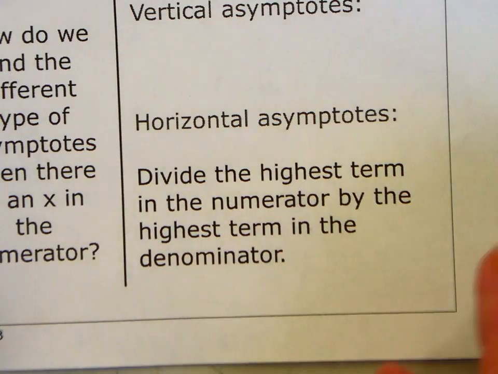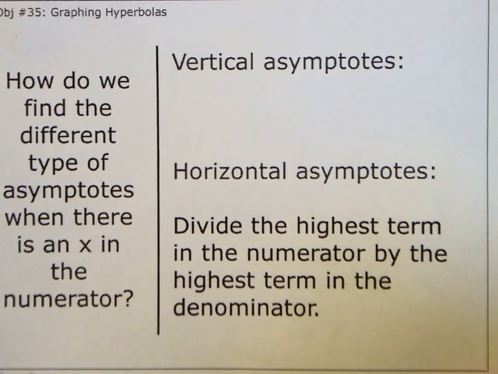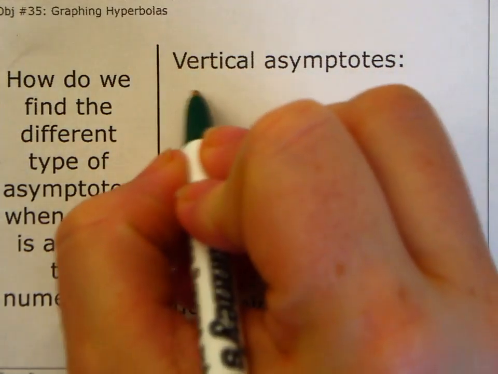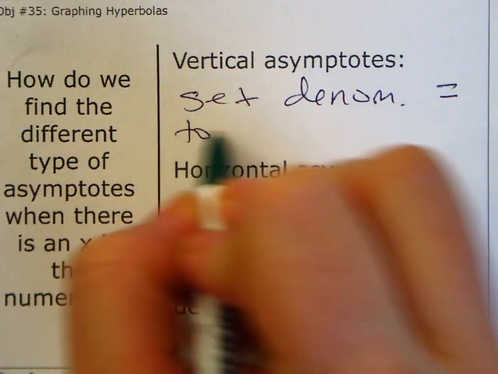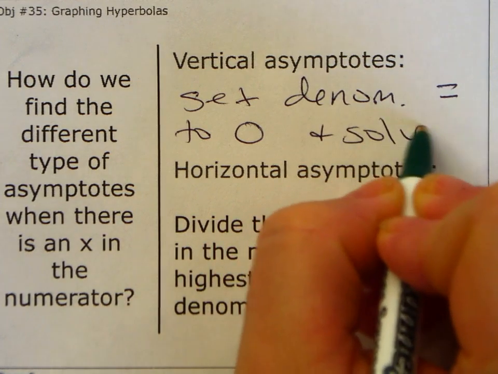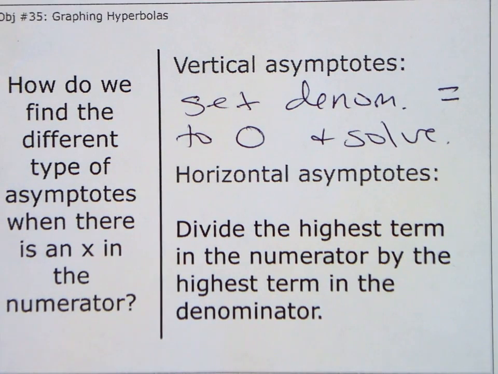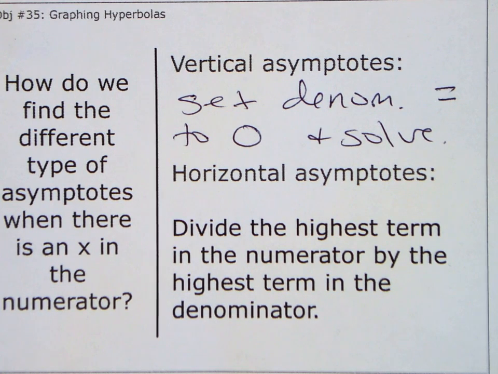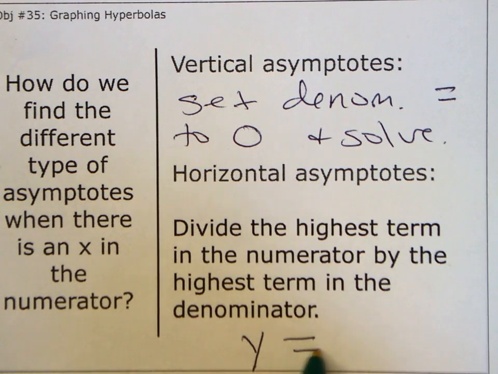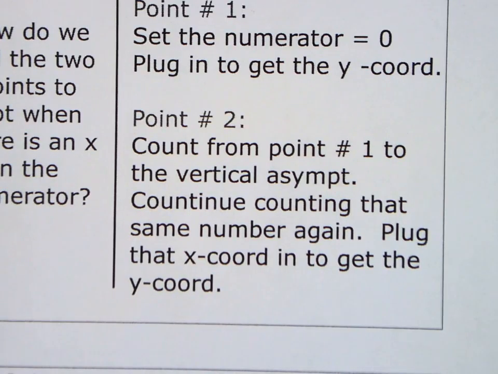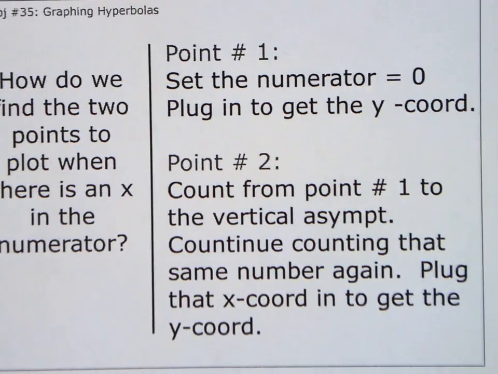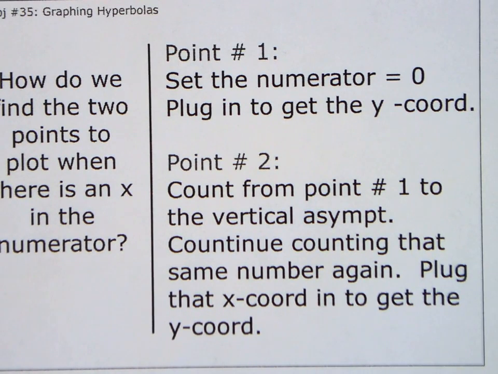All right, so here are your steps. For finding your asymptotes, the vertical asymptote is the same: you set the denominator equal to 0 and solve. For your horizontal asymptote, divide the highest term in the numerator by the highest term in the denominator. Remember, that's a y equals. For the points, point number 1, we set the numerator equal to 0, and we plug in to get the y coordinate.